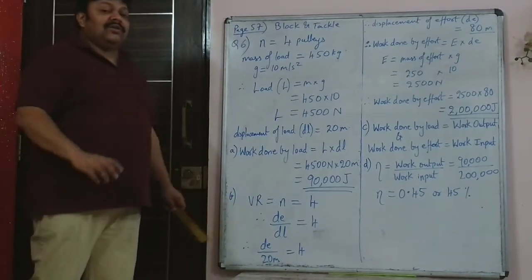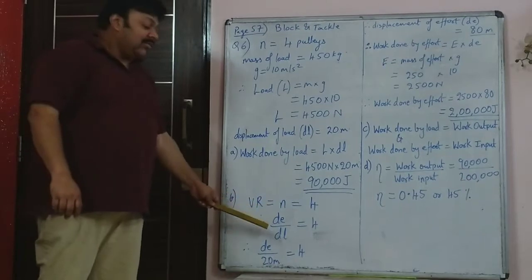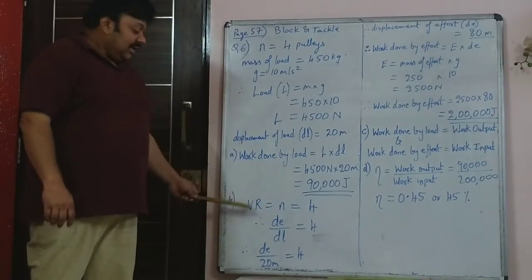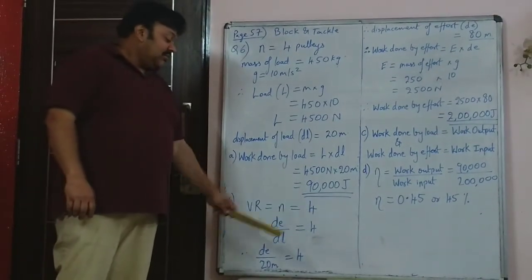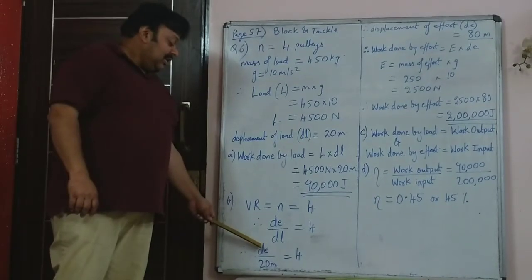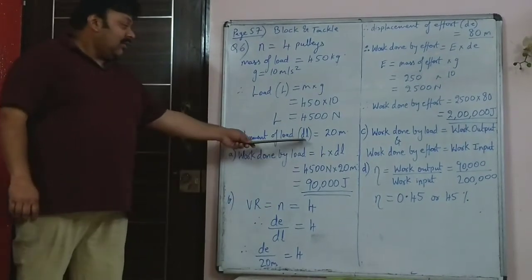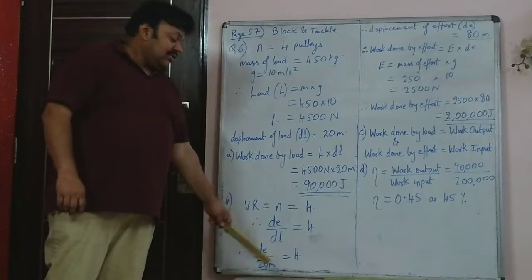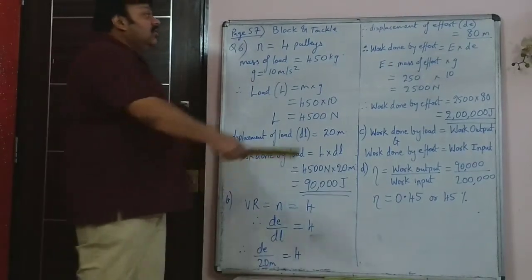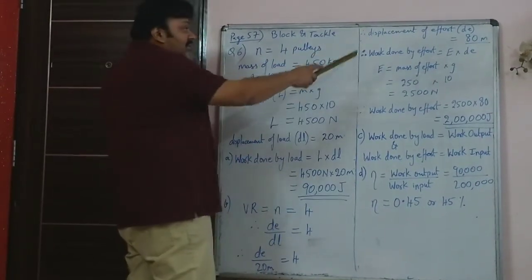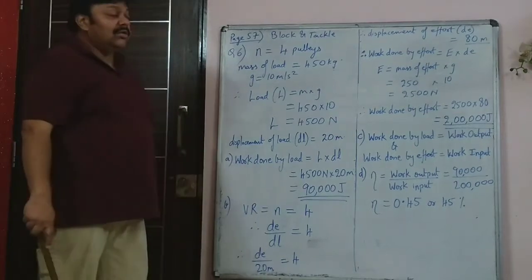But what is VR's basic formula? It is dE upon dL. So VR is dE upon dL, that is 4. So dE upon dL, where dL was 20 meter, it is given in the sum, that is 4. So you will get displacement of effort is 80 meter.